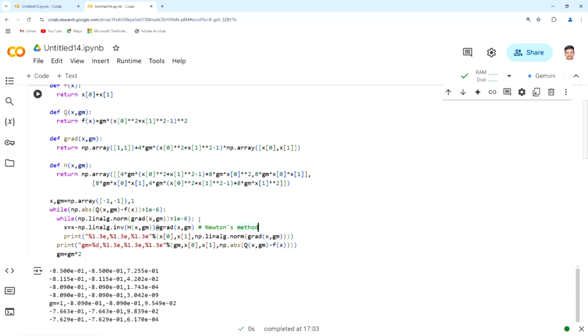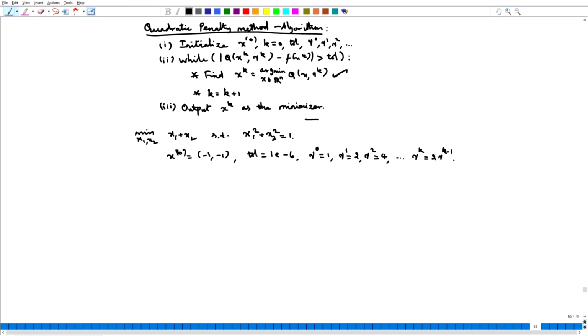You could use any other method as well, gradient descent, conjugate gradient method or quasi Newton methods. Of course, I am not going to do that here. We will look at more interesting questions. So, this is what we have written for when there is only one equality constraint.